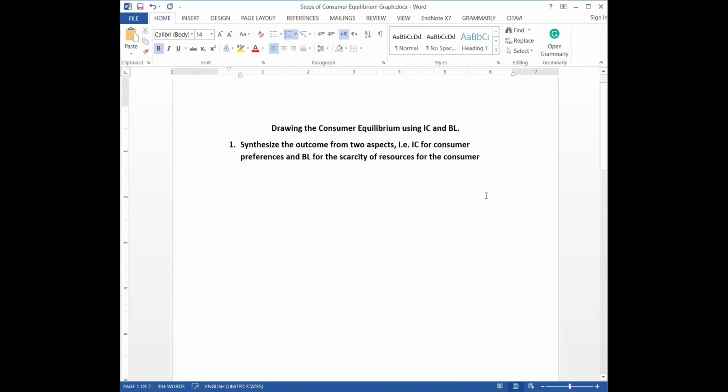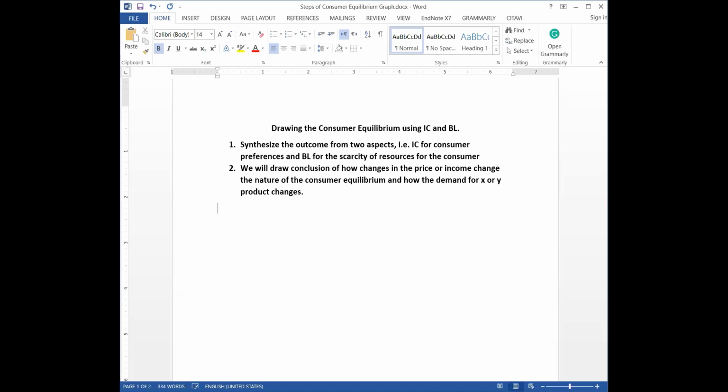Okay, so these are two aspects that we are going to discuss, and then we will draw conclusions of how changes in the price or income change the nature of the consumer equilibrium and how the demand for X or Y product changes. So these are the objectives. So first of all, we'll define what is a consumer equilibrium.